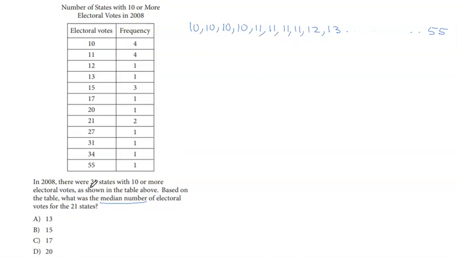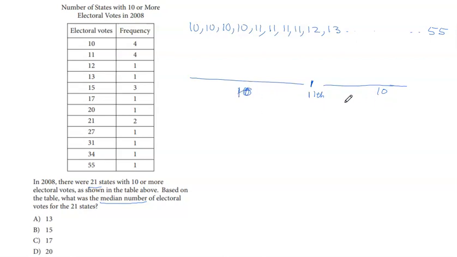And here we are told that there are 21 states, right? So the electoral vote which will be in the middle will be what? The 11th, right? So that there'll be 10 to the left, and this will be the 11th, and then 10 to the right. So this is the 11th, and then 10 electoral votes to the left.